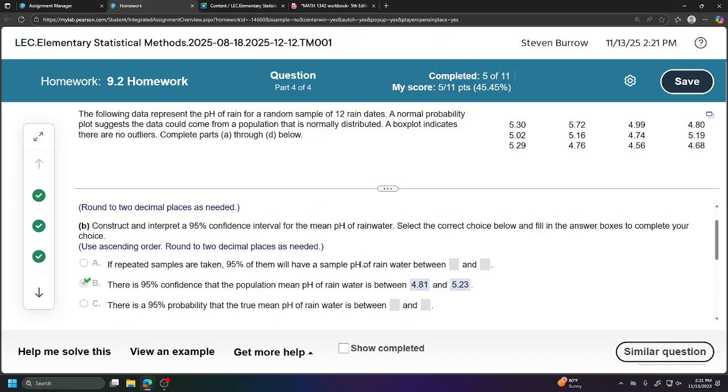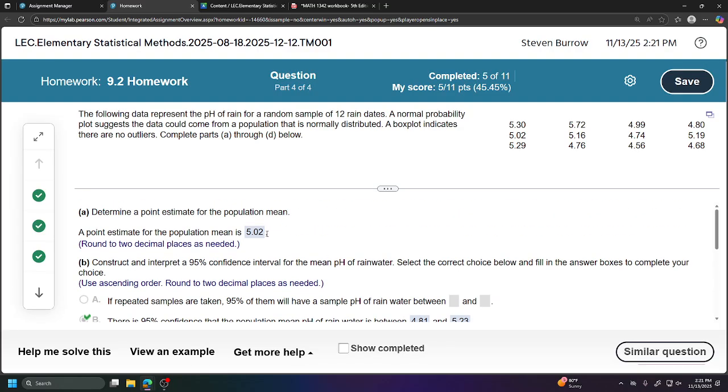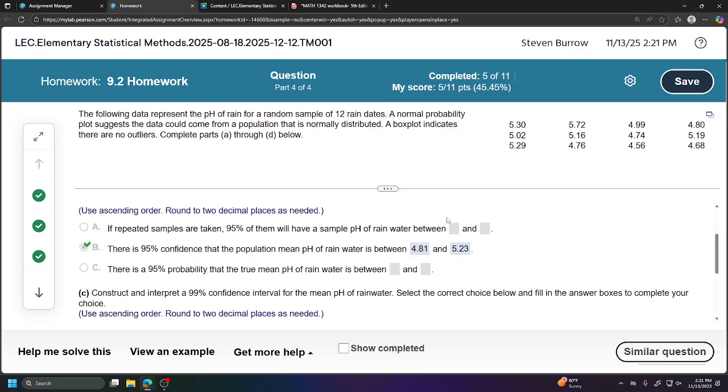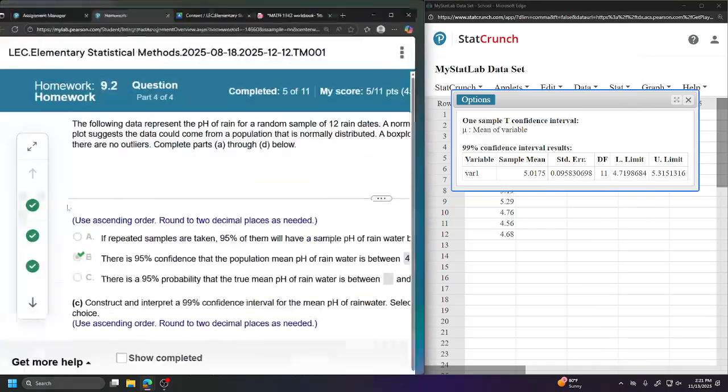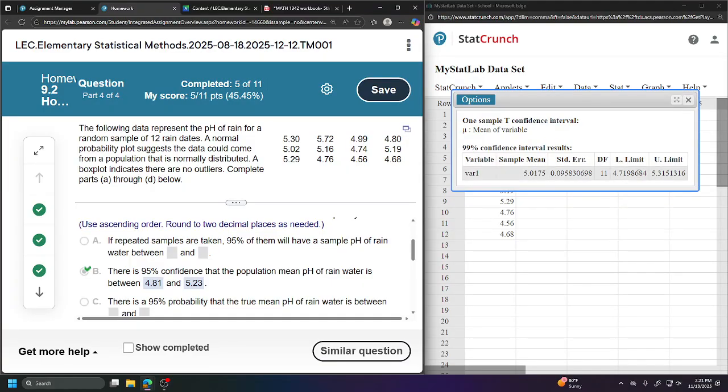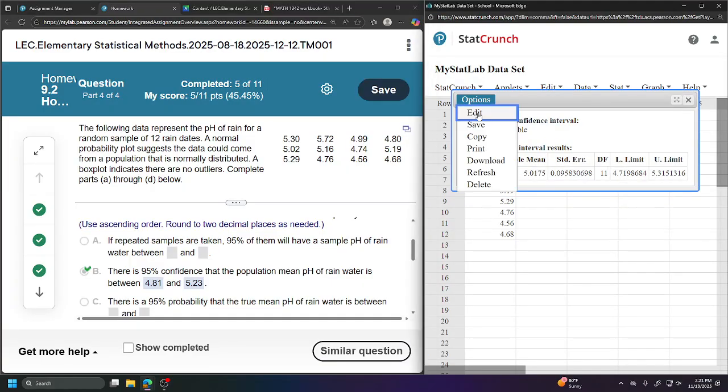This one? Point estimate? Yeah. So I got that one from right here, upper lower, when I did the 95.